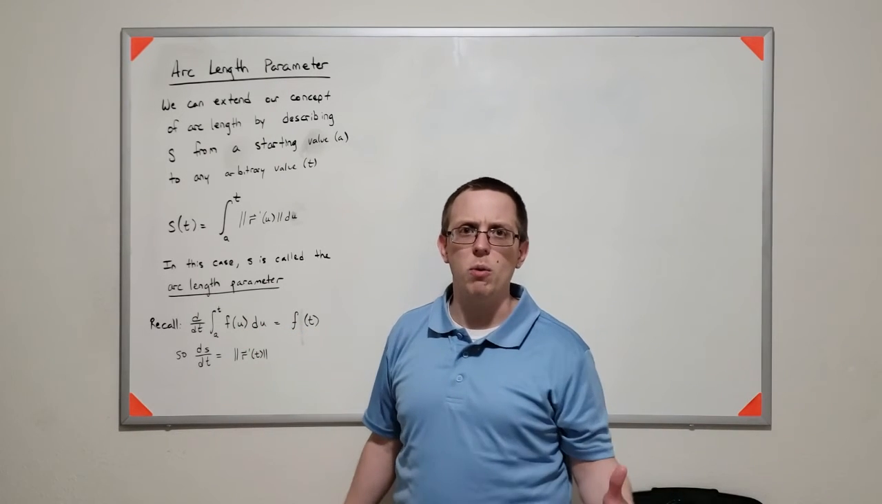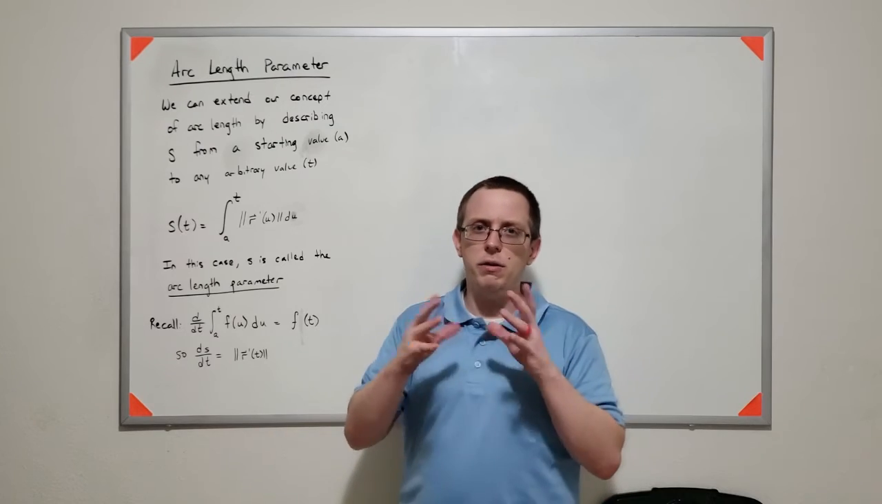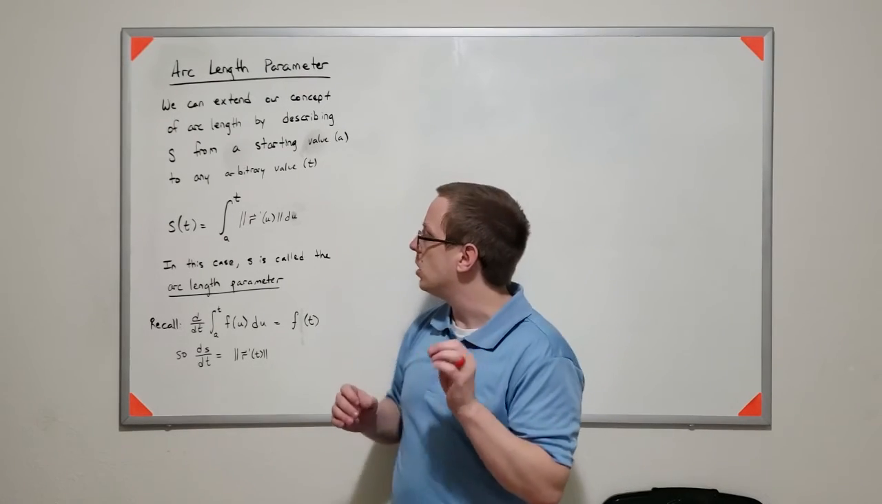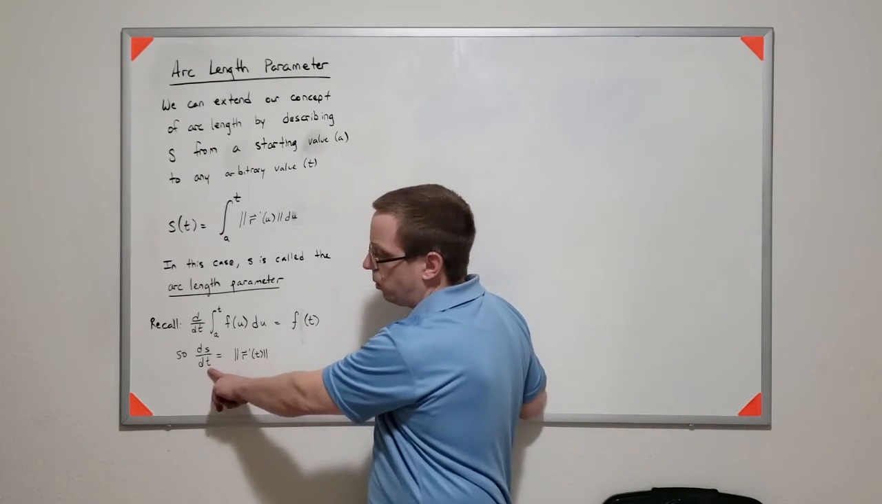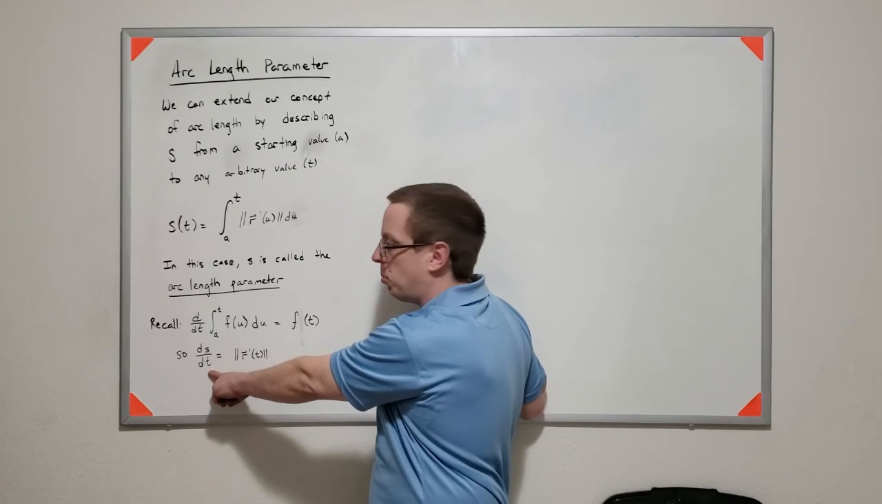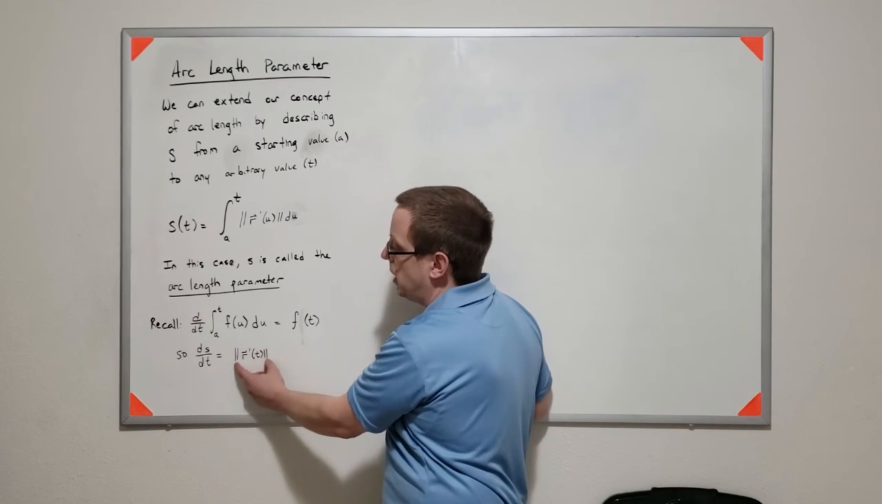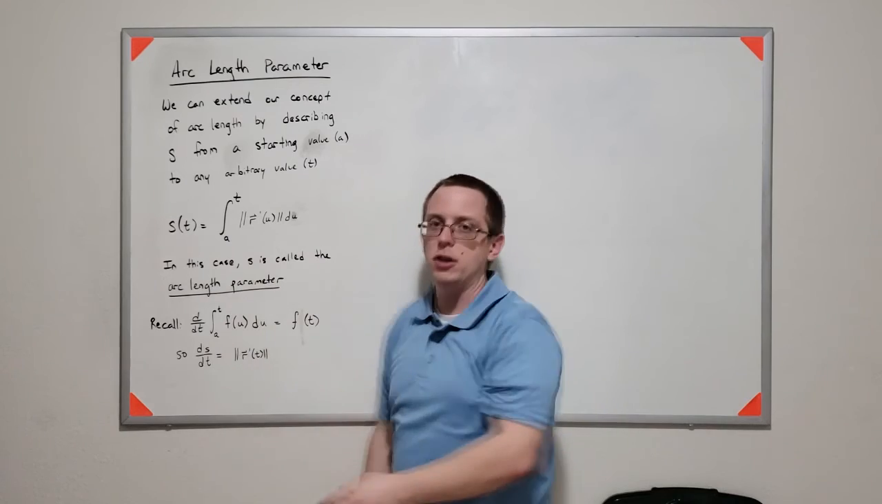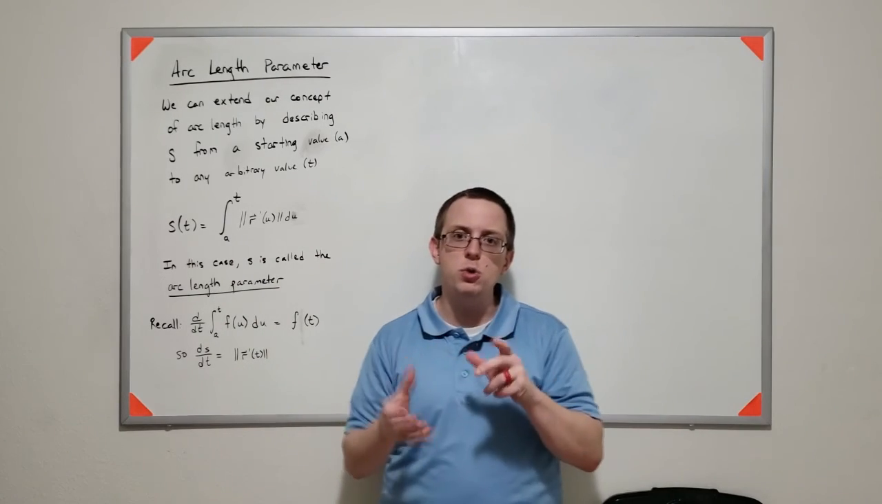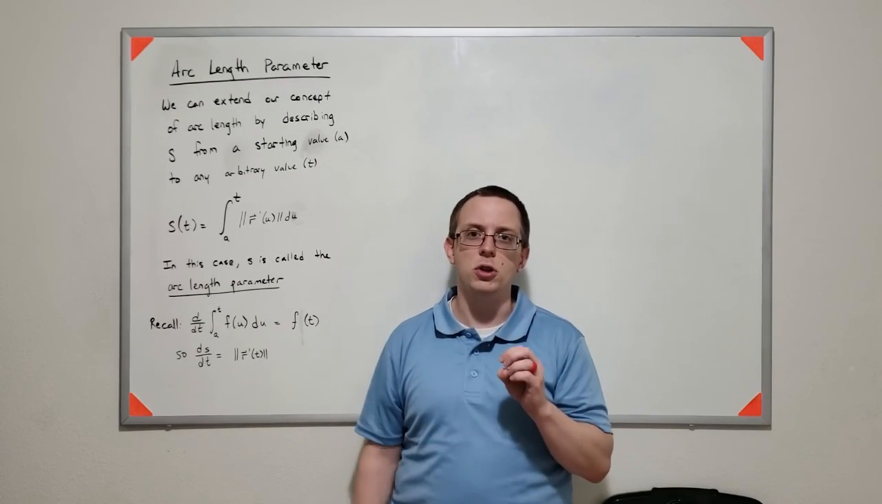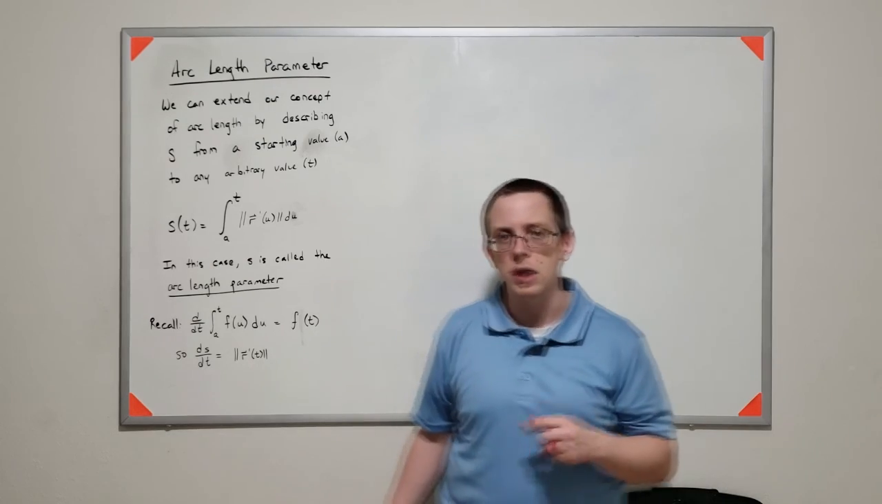You're like, well, why would I want to do that? In this case, we're looking for that special relationship. We want to show that the derivative of the arc length parameter is actually this magnitude function. And we're going to be able to use that as we go along to derive some interesting results related to arc length.